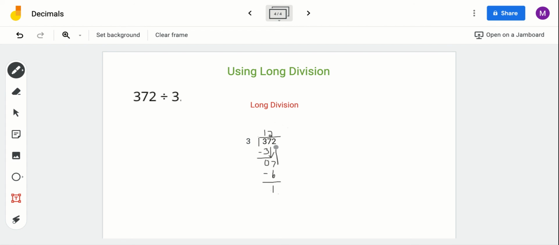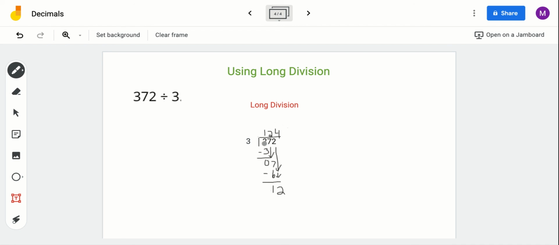And now I bring down the 2. Bring down the 2 and put it by the 1. Now I have 12 divided by 3. 12 divided by 3 is 4. So once again, I get the same answer, 124.